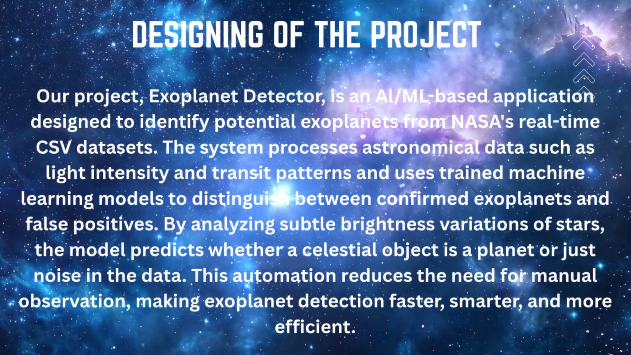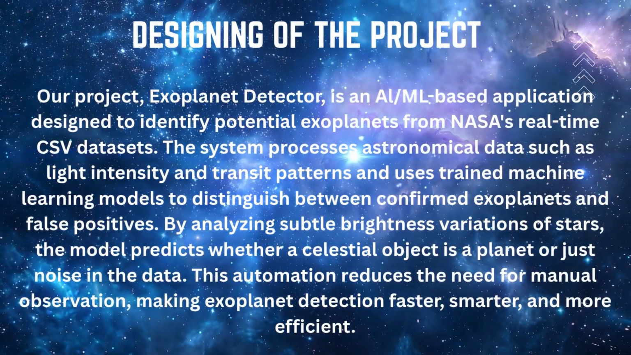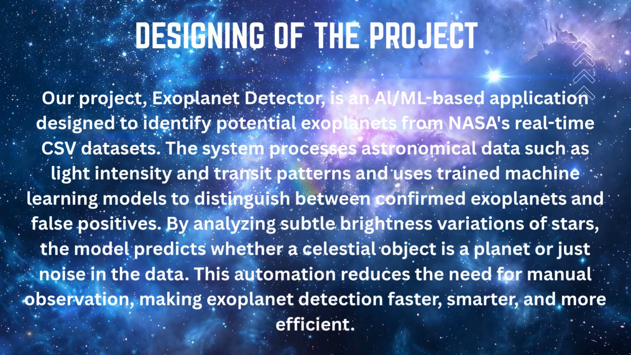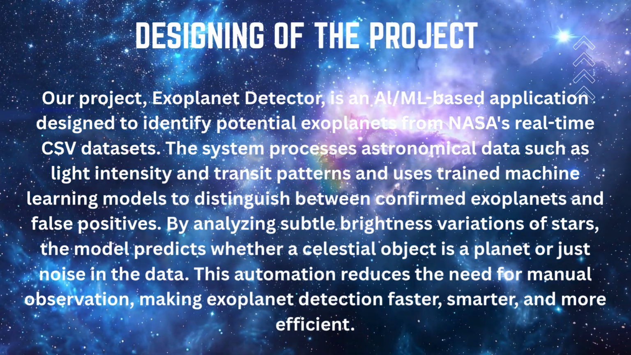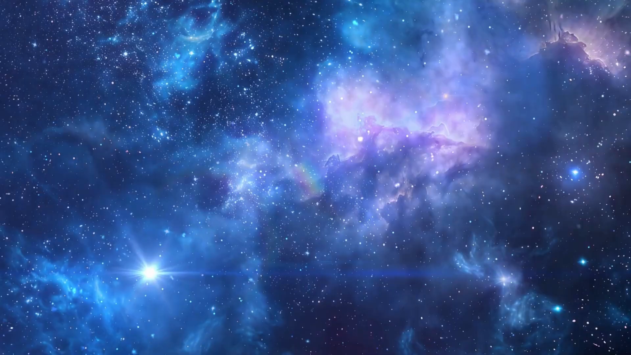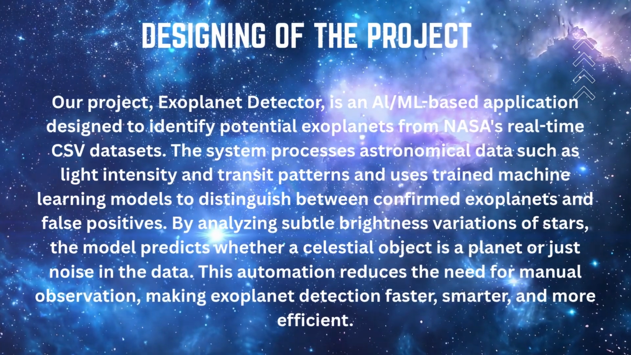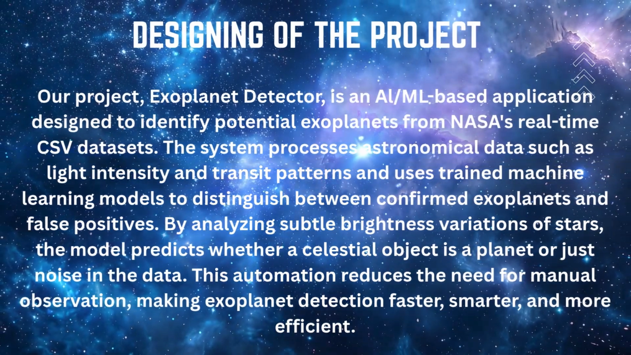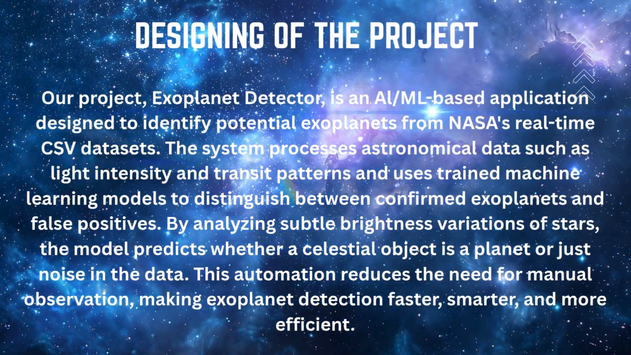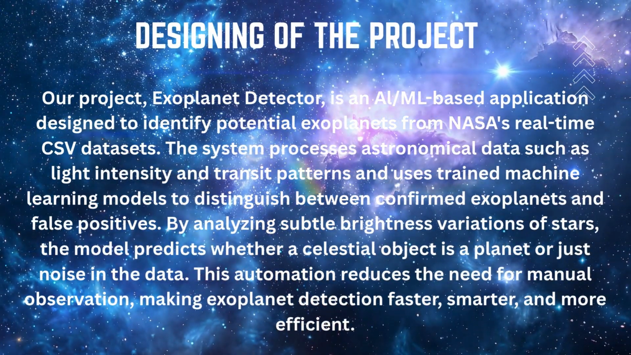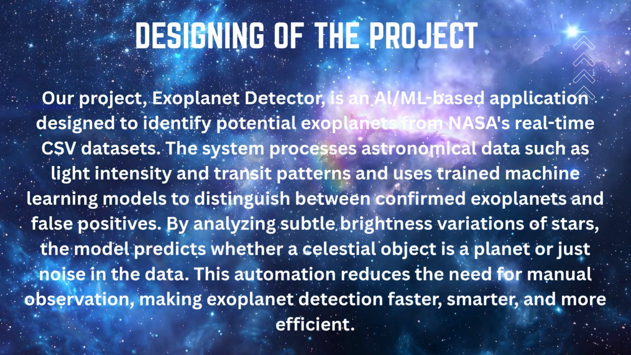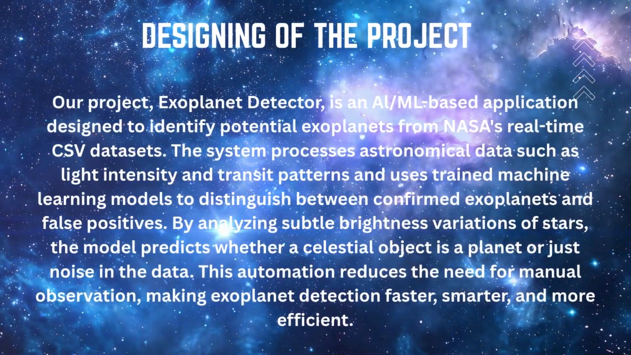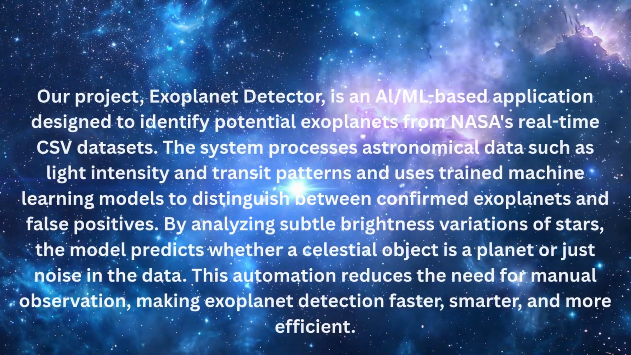Design of our project. Our project, Exoplanet Detector, is an AI/ML-based application designed to identify potential exoplanets from NASA's real-time CSV datasets. The system processes astronomical data, such as light intensity and transit patterns, and uses trained machine learning models to distinguish between confirmed exoplanets and false positives. By analyzing subtle brightness variations of stars, the model predicts whether a celestial object is a planet or just noise in the data. This automation reduces the need for manual observation, making exoplanet detection faster, smarter, and more efficient.